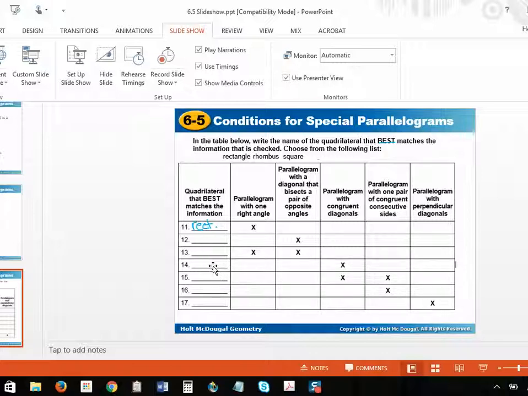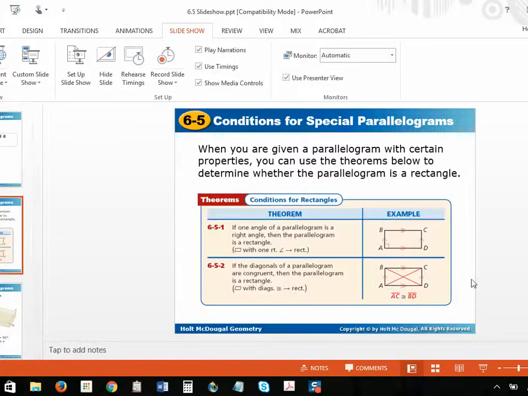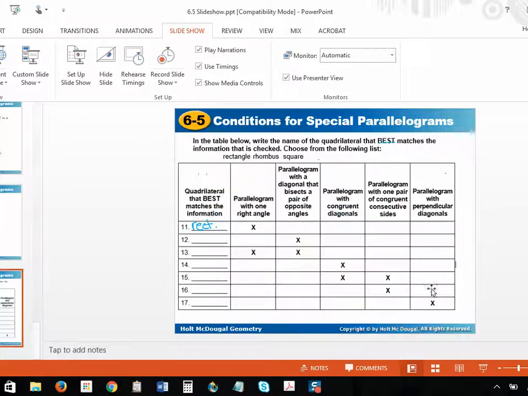Number 14, a parallelogram with congruent diagonals. Let's look at the theorems and see if we have anything about congruent diagonals. There were these two theorems. Oh, look at that. If the diagonals of a parallelogram are congruent, then the parallelogram is a rectangle. And is that all we're given on that one? That's all we're given, so that's all we can say.